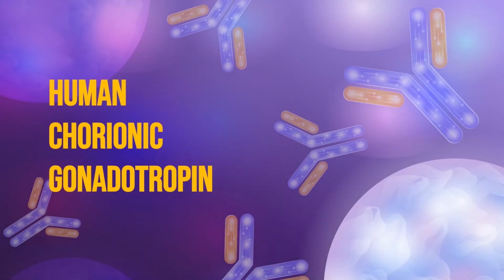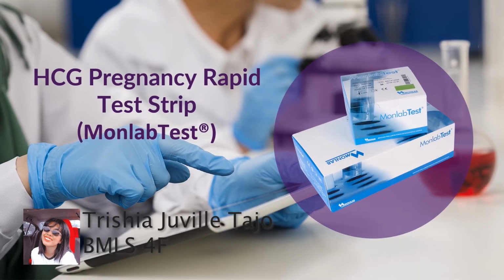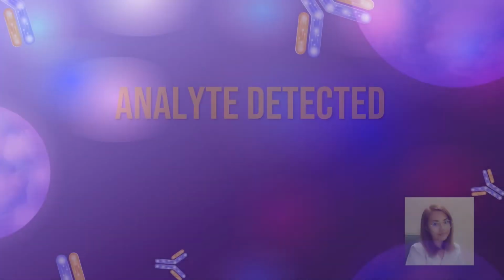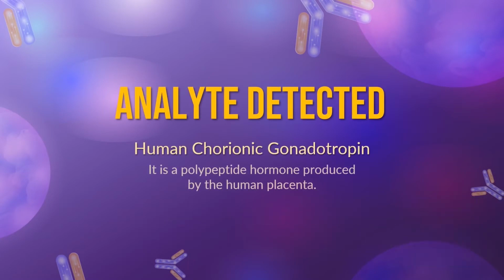Our topic is on hCG, and the test is hCG Pregnancy Rapid Test Strips MonlabTest, a rapid test for qualitative detection of human chorionic gonadotropin in plasma, serum, and urine. The analyte detected in this test is the human chorionic gonadotropin, or the hCG. It is a polypeptide hormone produced by the human placenta. This hormone stimulates the corpus luteum to produce progesterone, which can help prepare the lining of the uterus for implantation. So the human chorionic gonadotropin is an important hormone in the detection of pregnancy.